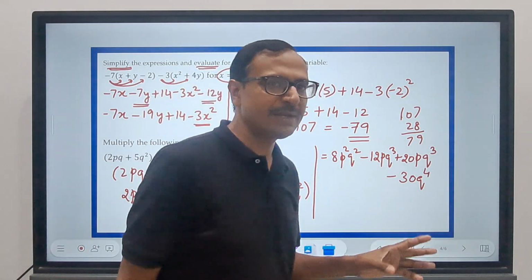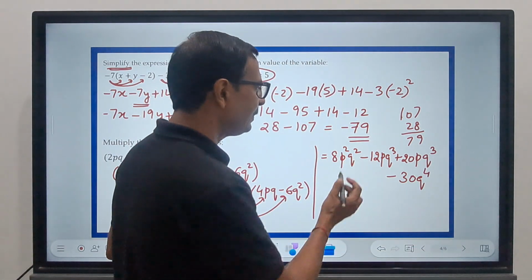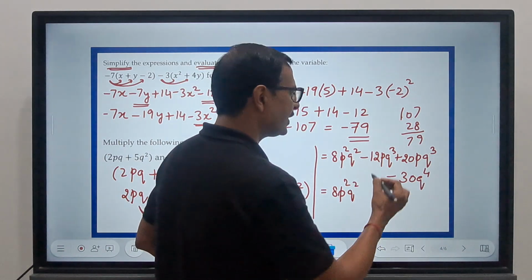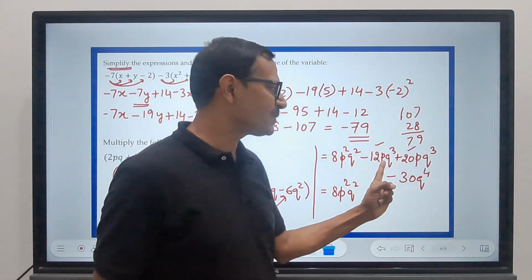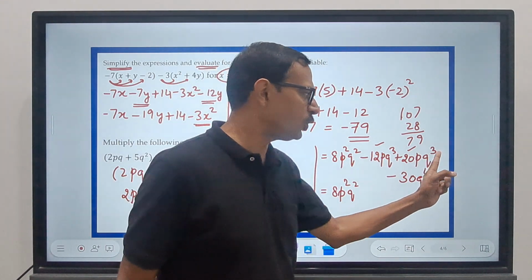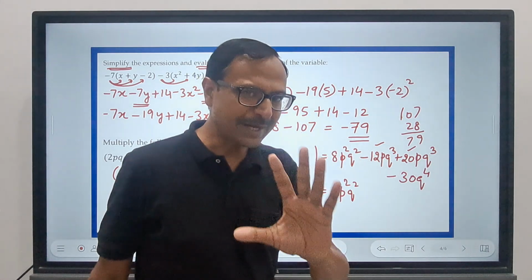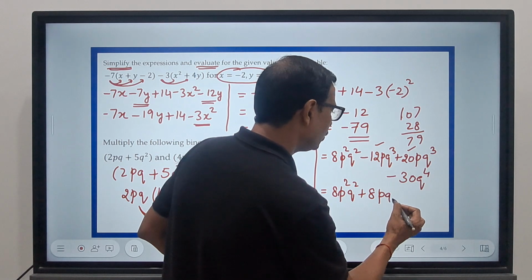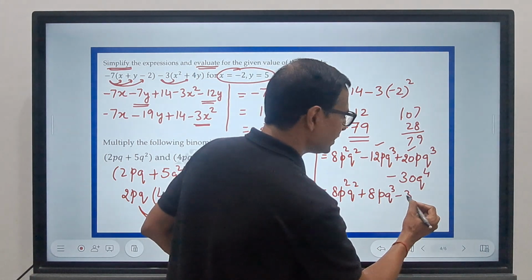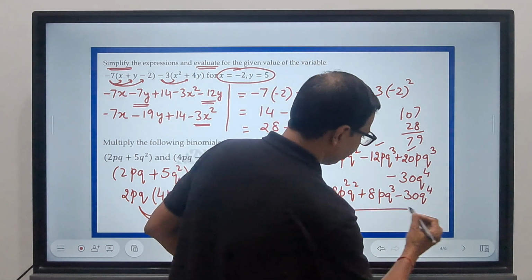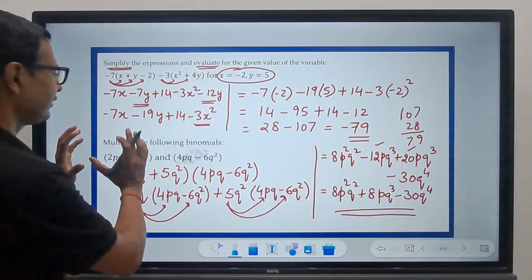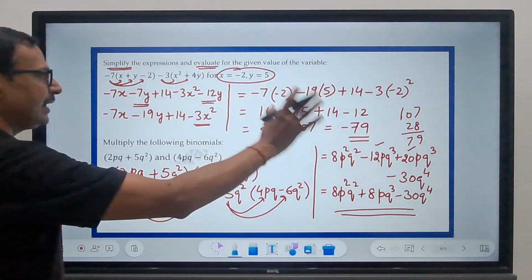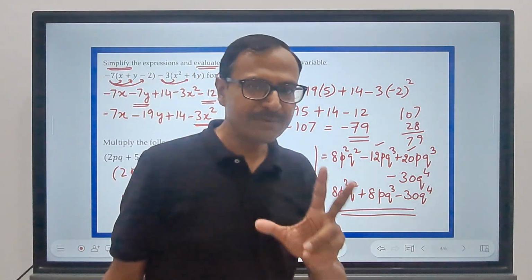Now don't leave the answer here, you have to look for like terms, mind you. P square q square is not present anywhere, so this term is not going to change. You can see the second and third term. It contains pq cube and pq cube. They are like terms, right? So we can add or subtract them. Minus 12 plus 20 is plus 8pq cube, and then the last term minus 30q raised to power 4. Here we have the product of these two binomials. Understanding is really important, friends, and that's why I am illustrating everything using descriptive steps.